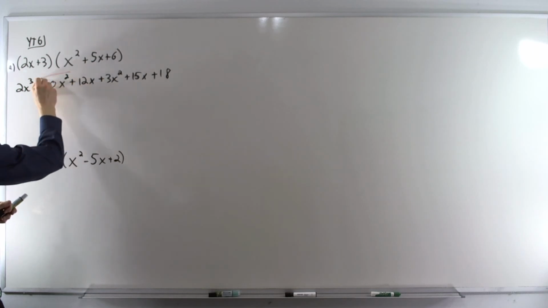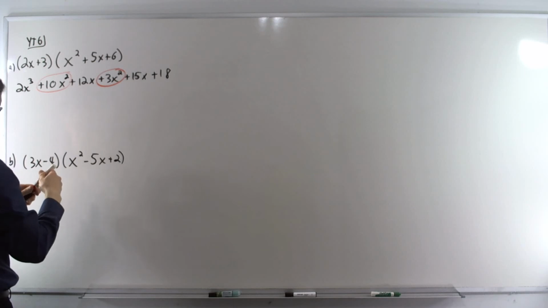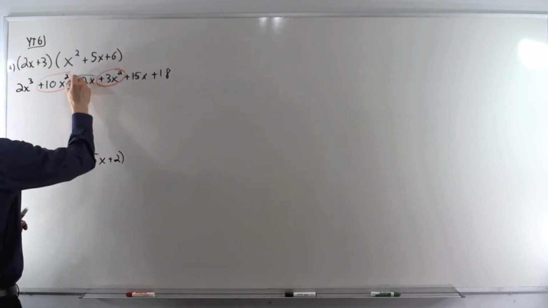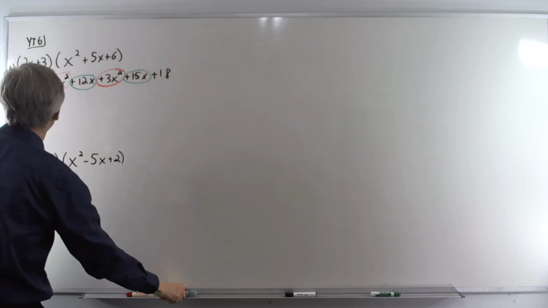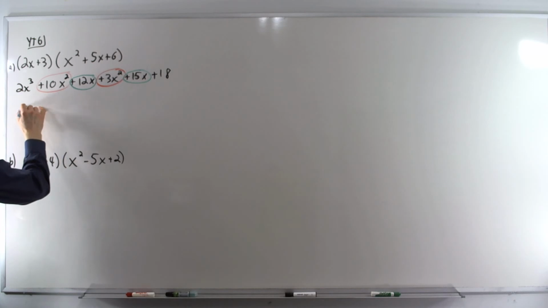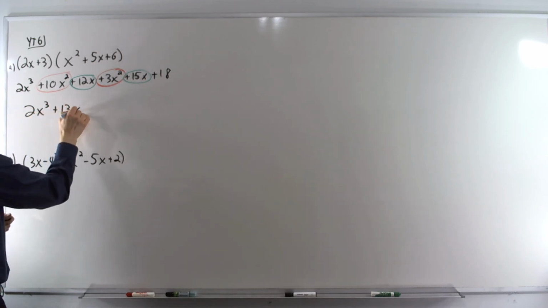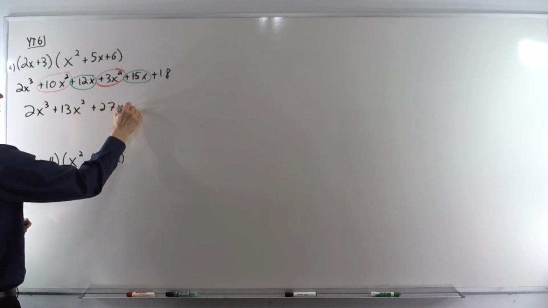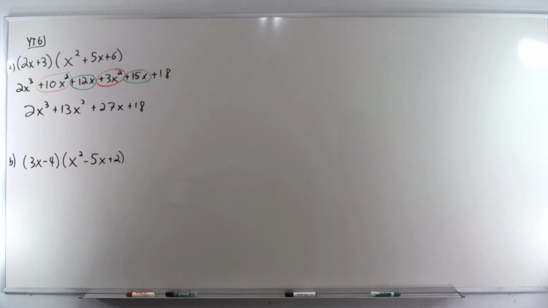All right, now we'll combine positive 10x squared and positive 3x squared. And the other set of like terms are positive 12x and positive 15x. And we get 2x to the third plus 13x squared plus 27x plus 18.